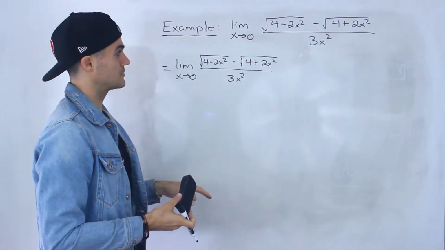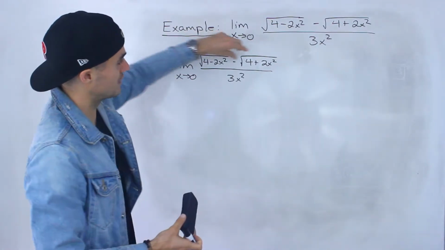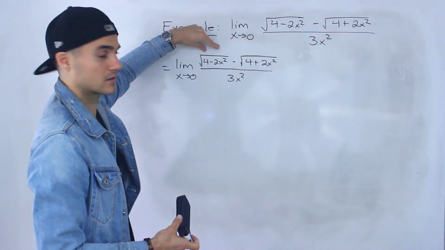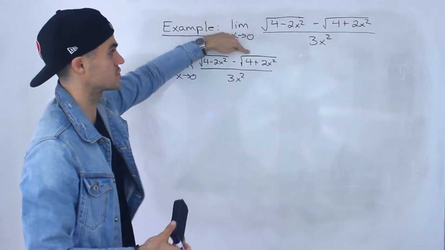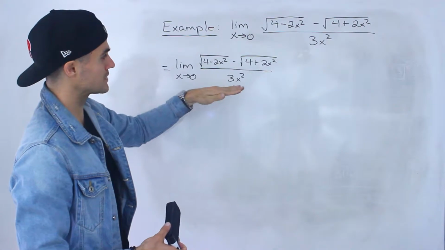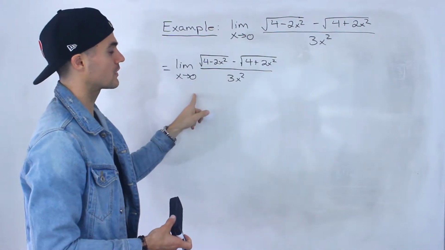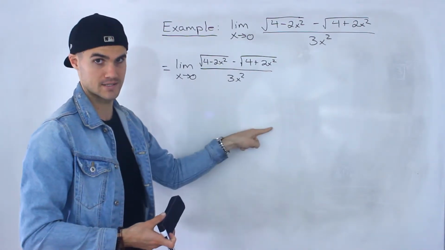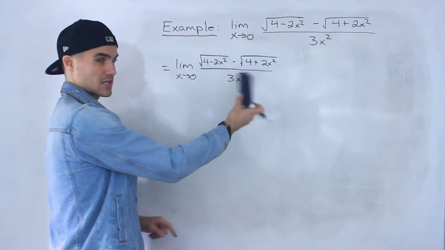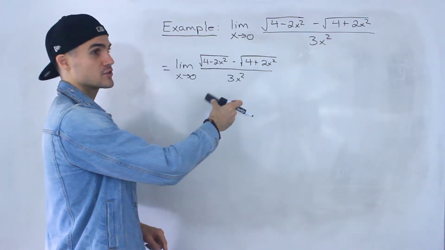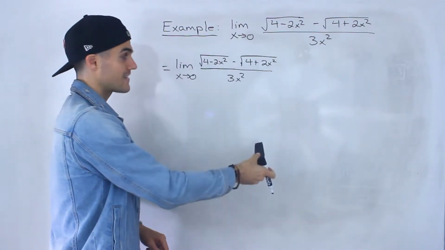But the problem with L'Hopital's rule, first off, is that the derivative of that numerator is going to start getting ugly with these two square roots, and we're going to have to apply the chain rule to both of these expressions. And not only that, because we have a 3x squared here, we're going to have to apply L'Hopital's rule twice. We have to find the derivative of this and this, and then find the derivative of both of those expressions again.